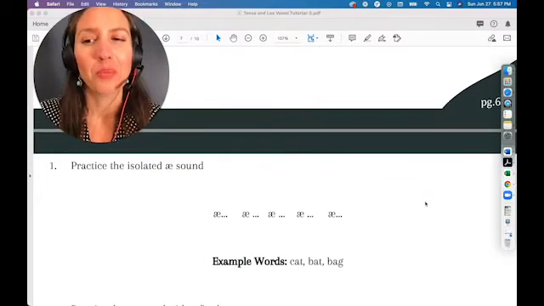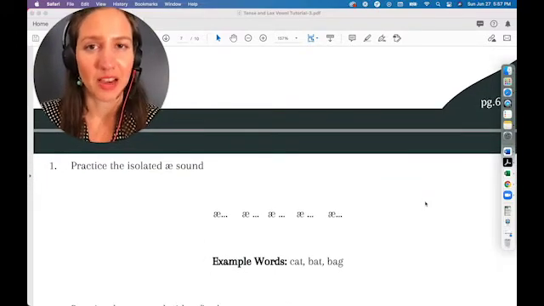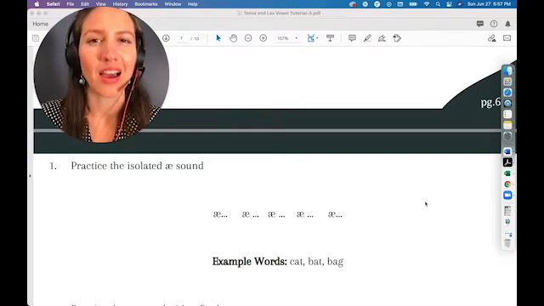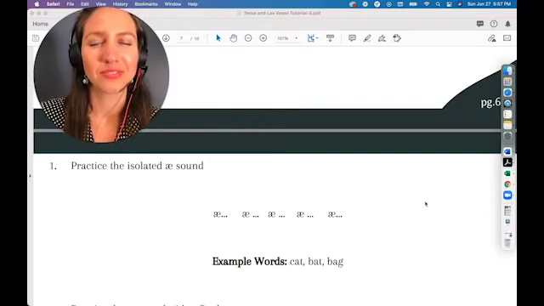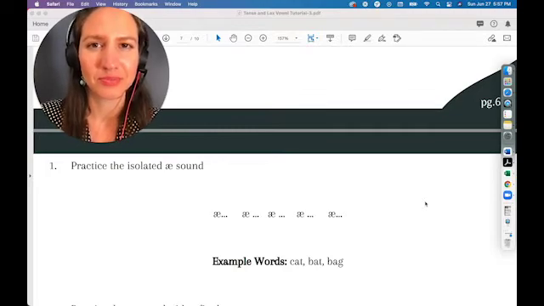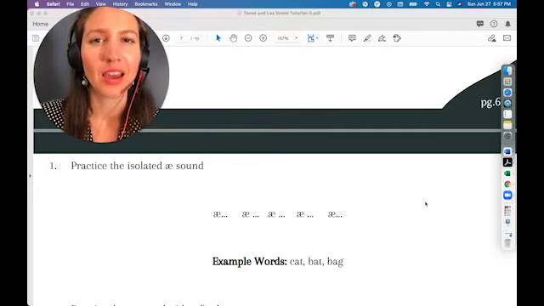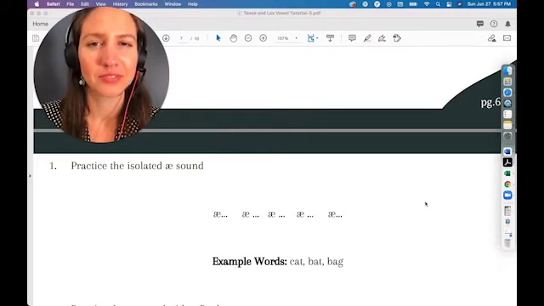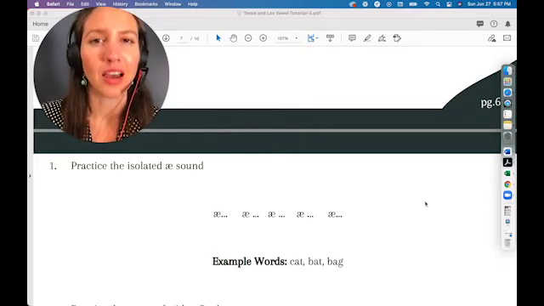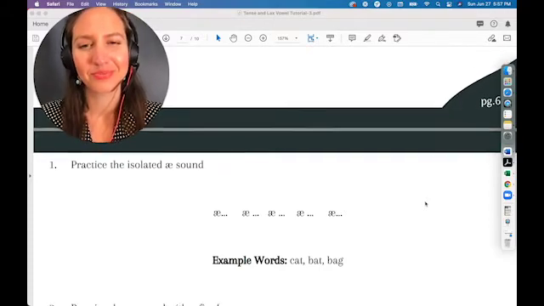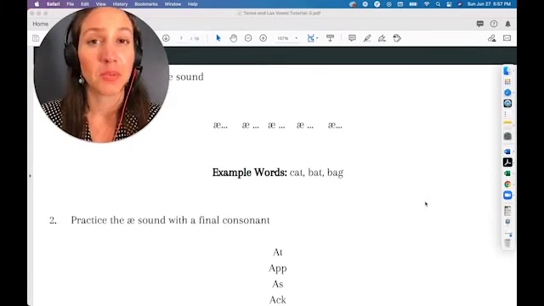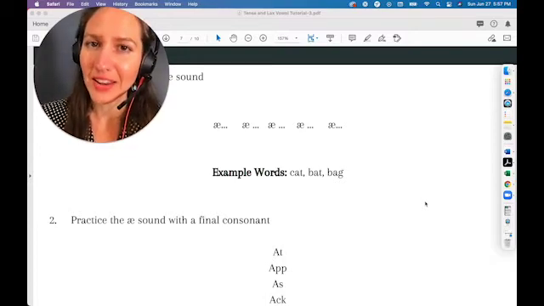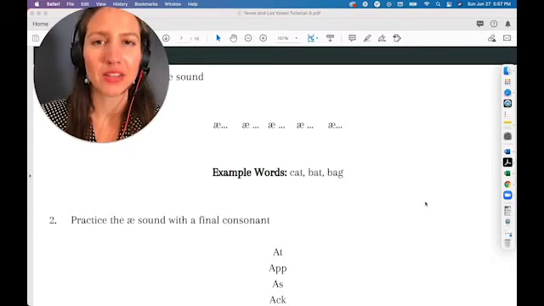Number 1, practice the isolated ah sound. Ah, ah, ah, ah, ah. Some example words are cat, bat, bag.